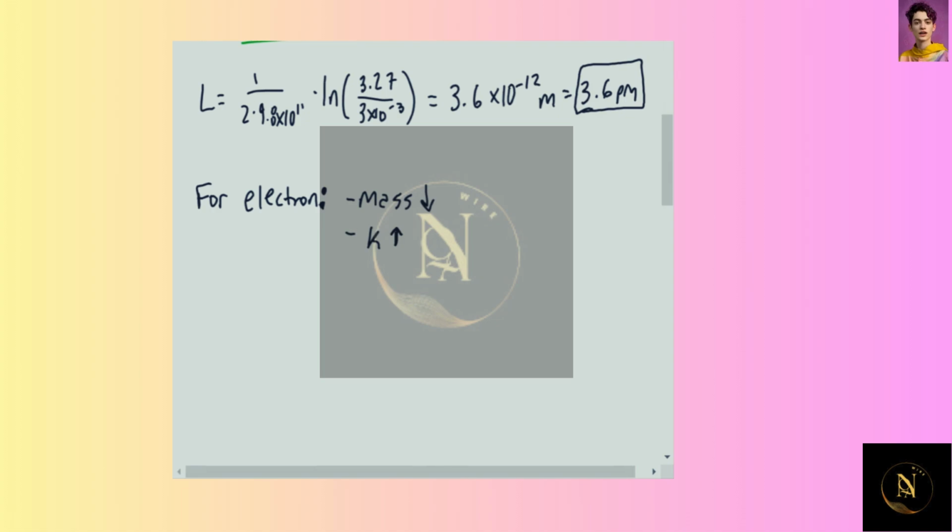Oh, I am sorry. I meant to say that our K value is actually going to decrease. So for an electron, the mass will decrease and the K value will decrease. And so what that means is that L is going to increase, because in your L equation, you have 1 over 2K. So if your K value decreases, then you're dividing by a smaller number, and so your L value is going to increase. So the L value is larger for an electron than it is for a proton.